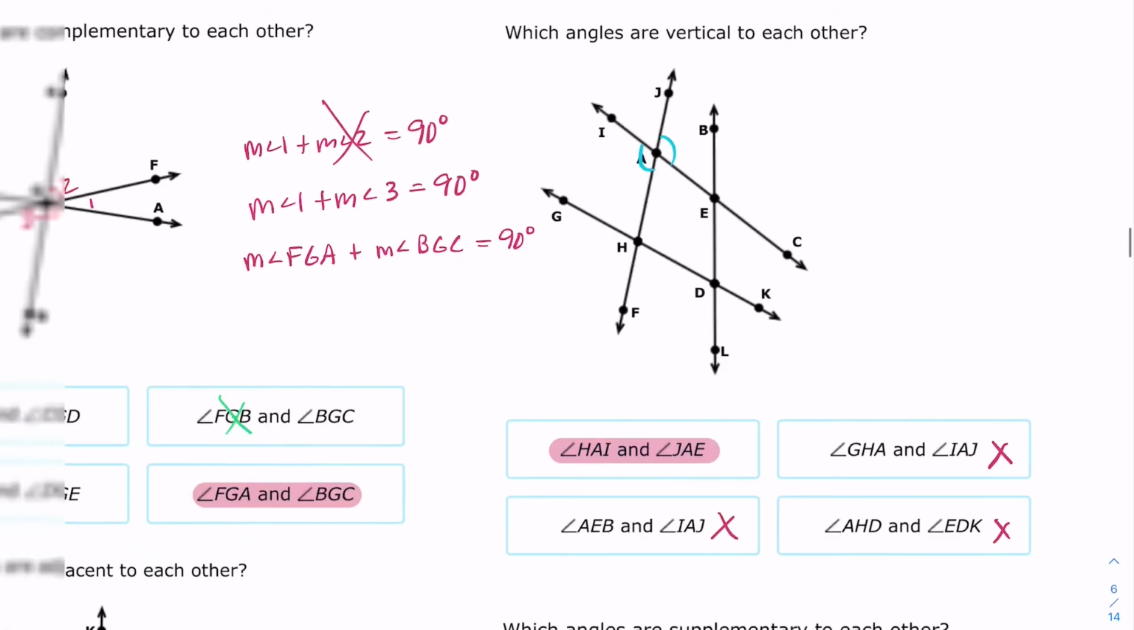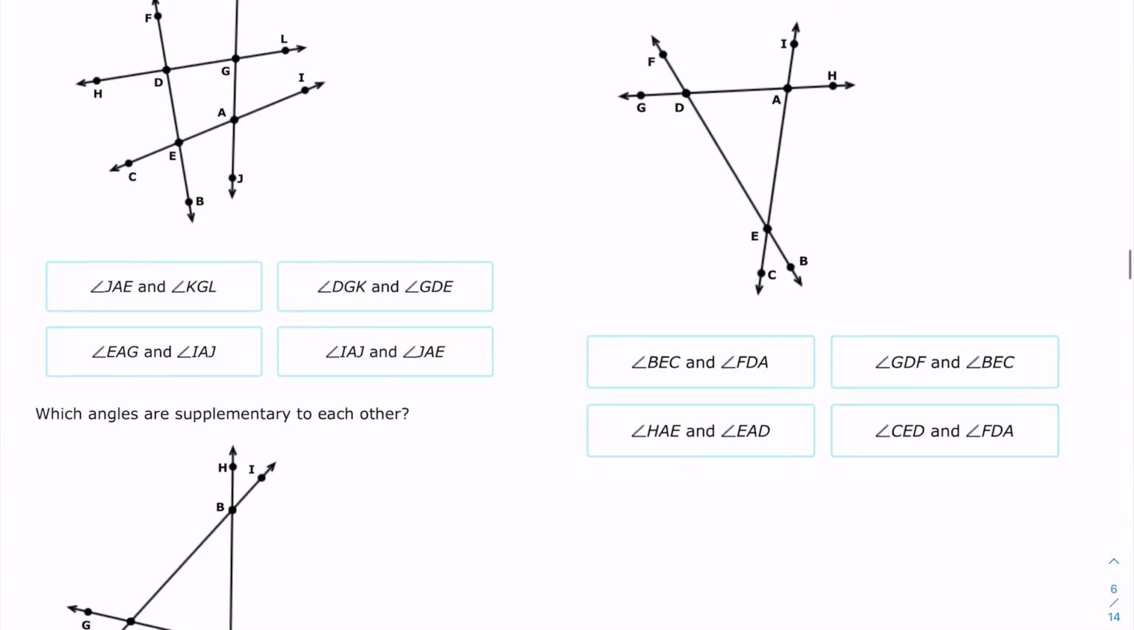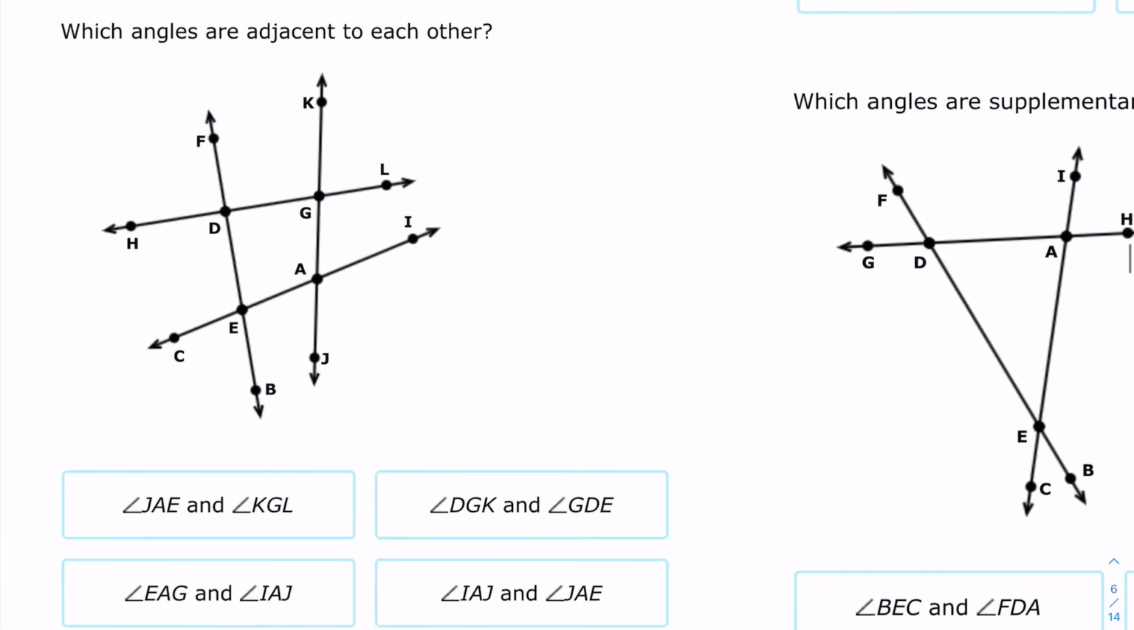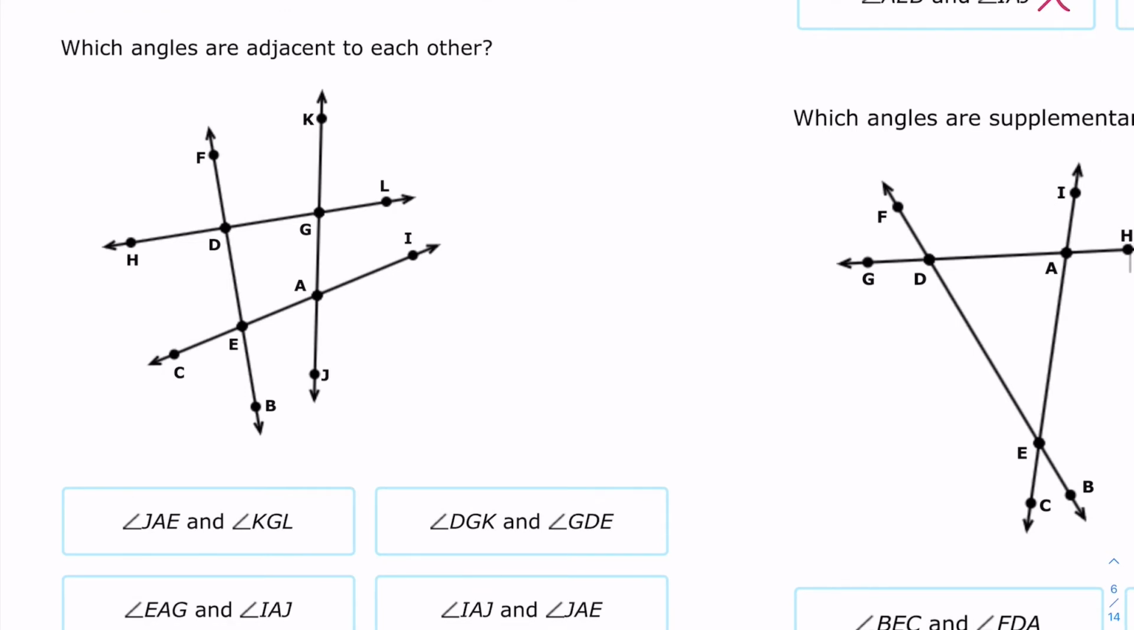All right. So we have a couple more problems. And let's see. Which angles are adjacent? So which ones are near each other? So we're going to have to go through this list again. And let's just mark them. I'm just going to mark them quickly. So we have JAE. JAE is this one. I'm just following it down. JAE and KGL. So those are not adjacent. They're not side by side. Okay, so this one's a no.